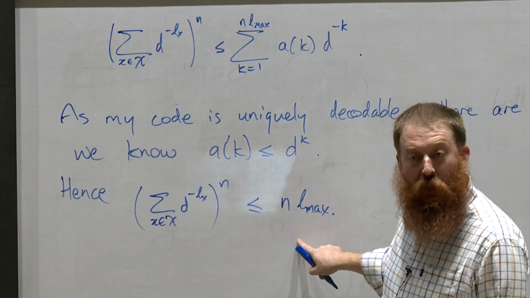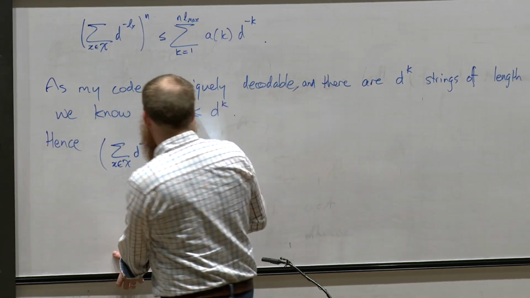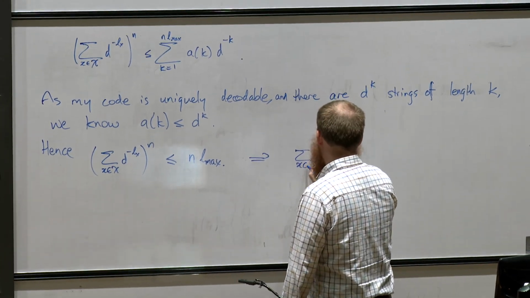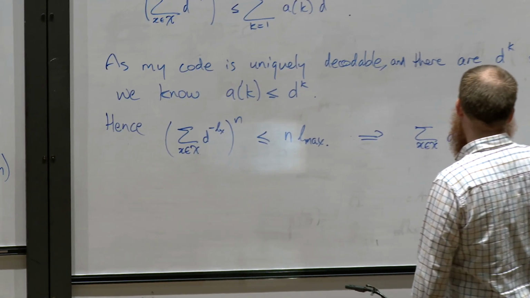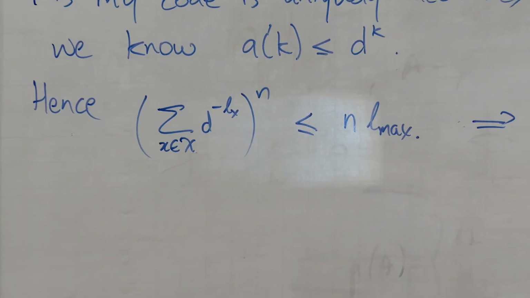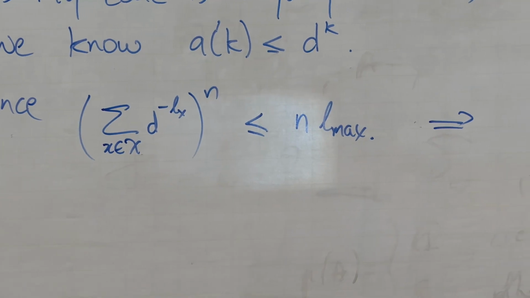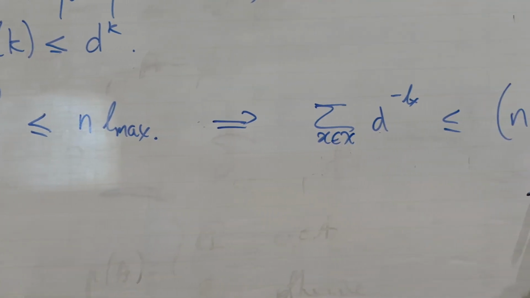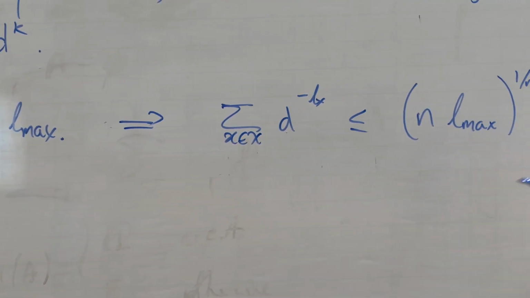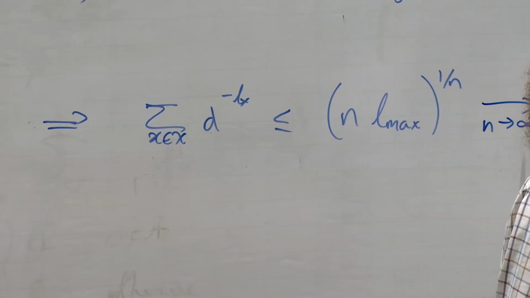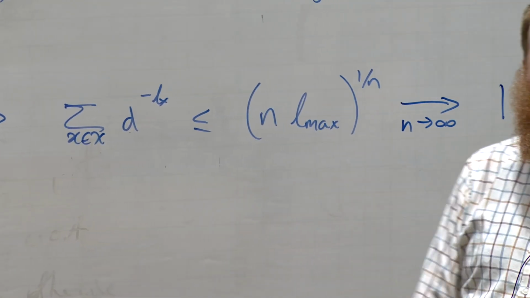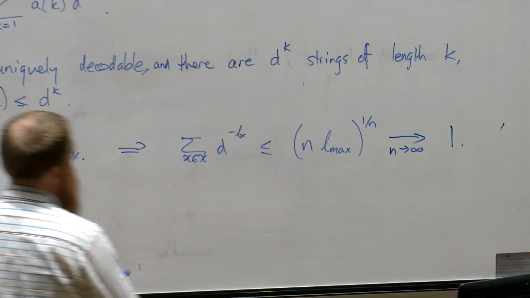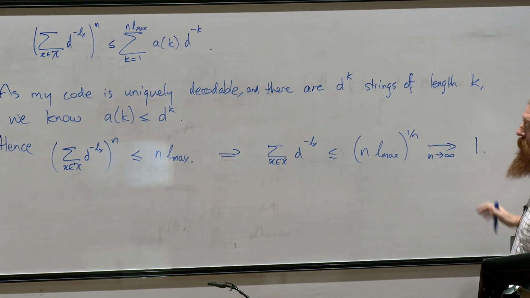But I can take the n through to both sides. Taking the n through to both sides, this implies that the sum over x in X of d to the minus l_x is less than or equal to (n L max) to the 1 over n. Notice that there's no n's on the left-hand side. All the n's are on the right-hand side. This has to hold for every value of n. So I send n to infinity, and I get 1. Done. And so this is the proof of statement 1.